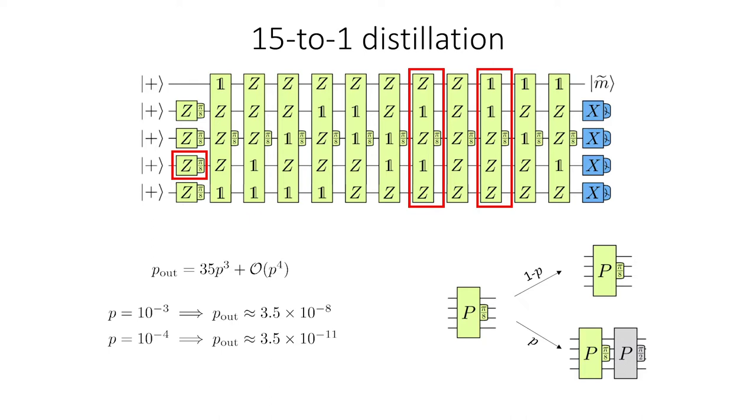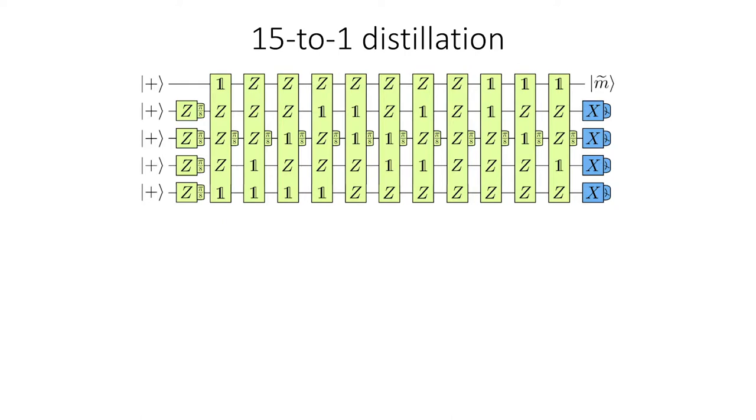So for instance, if our physical error rate was 10^-3, we could reduce it to 10^-8. If it's 10^-4, it goes down to 10^-11, and so on. So let me first show you a naive way of implementing this 15-to-1 distillation protocol, and later on I'll show you how to do it perhaps more efficiently.